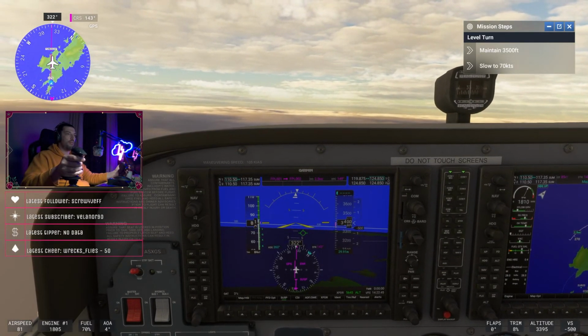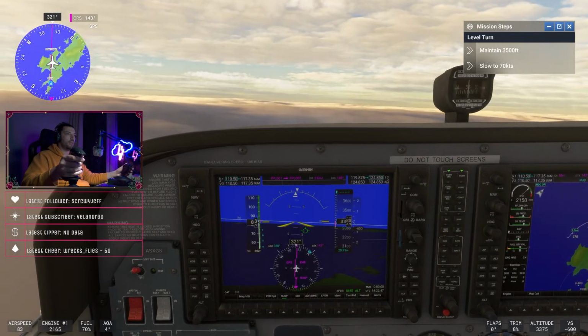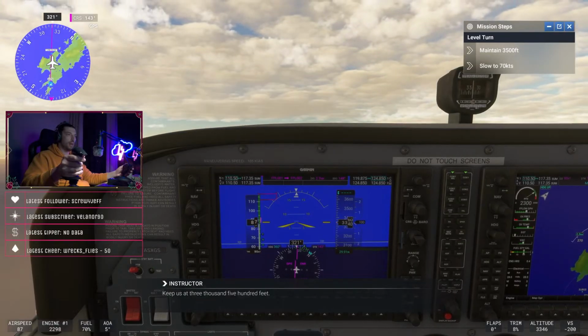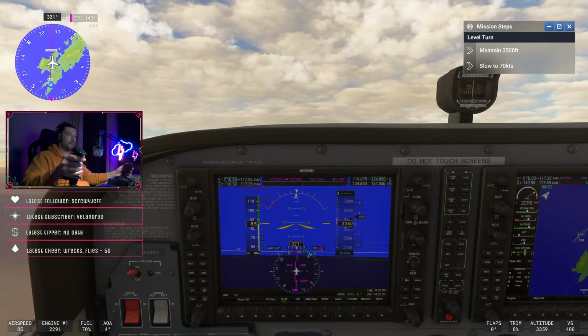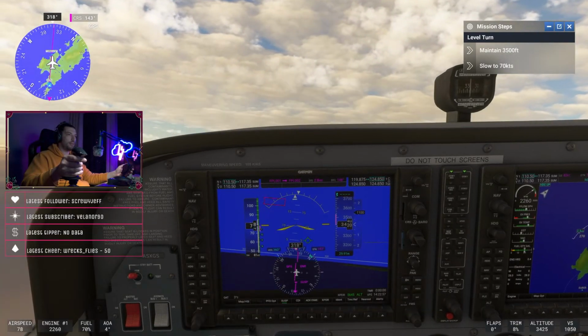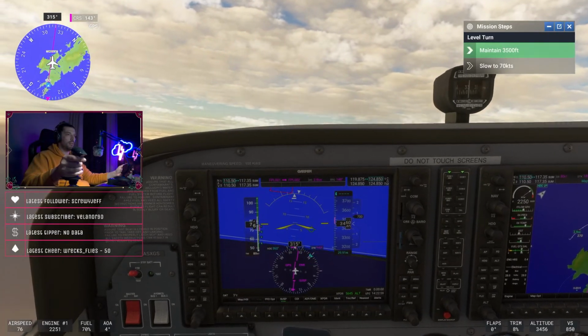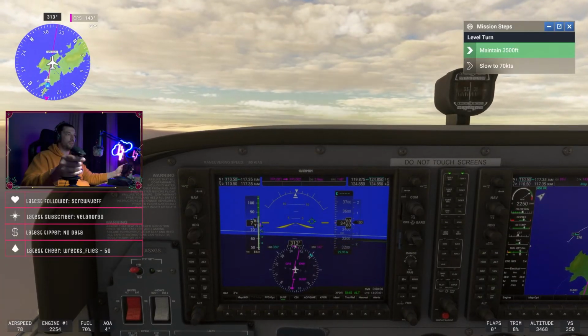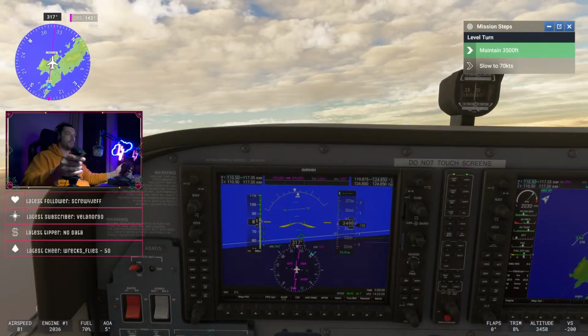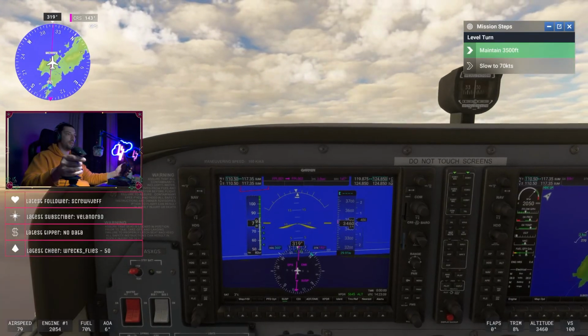Maintain 3,500. Slope 70 knots. Keep us at 3,500 feet. I'm trying. You didn't hold your altitude accurately enough. Oh, Jesus Christ. What a bitch this guy is. This is very difficult. It's frustrating.